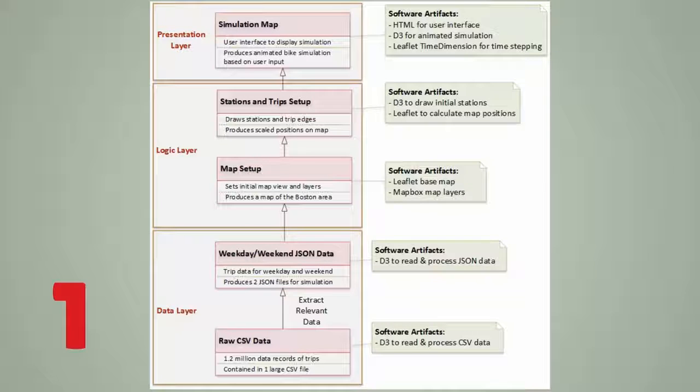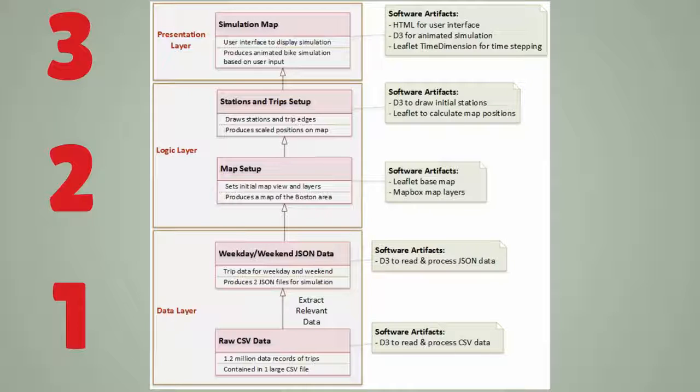First, the data layer is responsible for reading the CSV raw file containing the 1.2 million trip entries. It extracts the trip data needed to simulate the typical weekday and weekend in 2 JSON files, which are needed during the simulation. Second, the logic layer sets up the initial map view around the Boston area. It also draws the bike stations on the base map using the stations' GPS coordinates. Third and finally, the presentation layer provides an HTML interface that allows the user to choose options for the simulation, as well as starting and stopping the simulation.